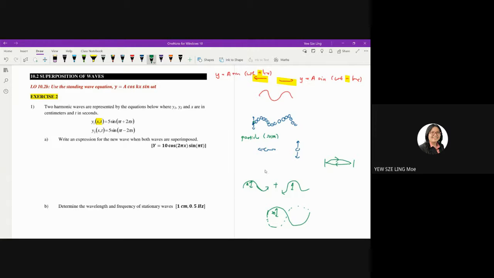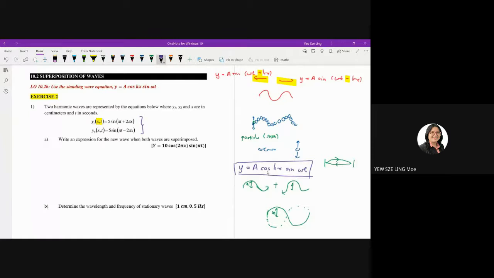So what is the relationship between the progressive wave and the stationary wave? In the progressive wave, we have the equations y equals a sin(ωt + kx), or y equals a sin(ωt − kx). In a stationary wave, because now you're combining both of them together, you're adding these two equations, y1 and y2, and you obtain a new equation, y equals A cos kx sin ωt. This is the general equation for a standing wave.